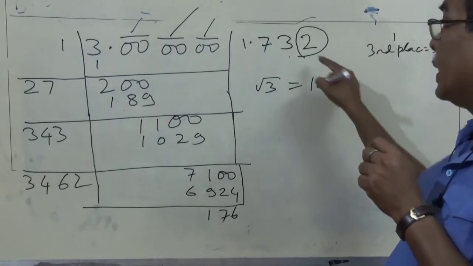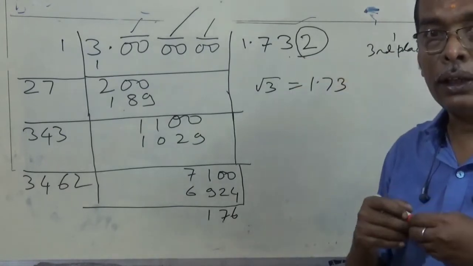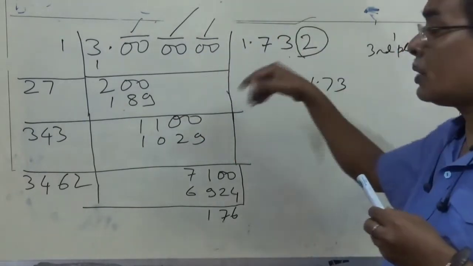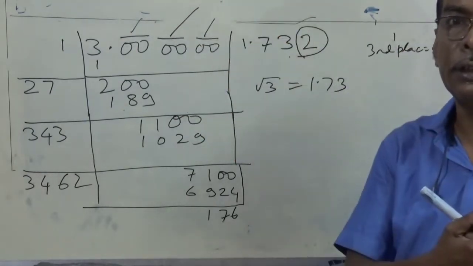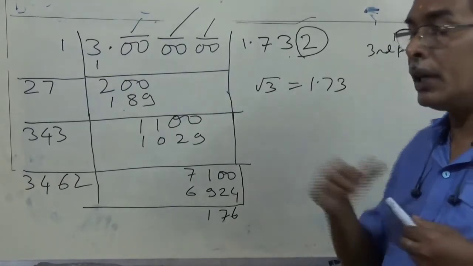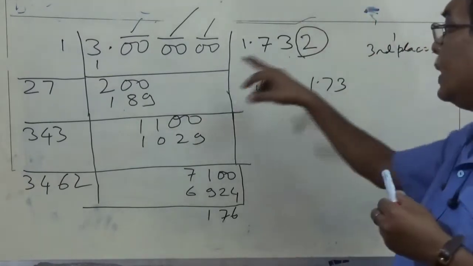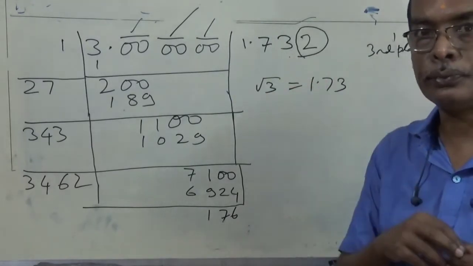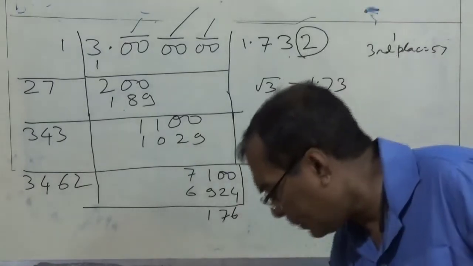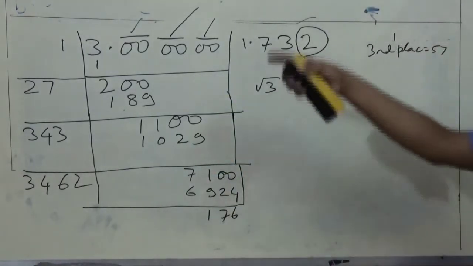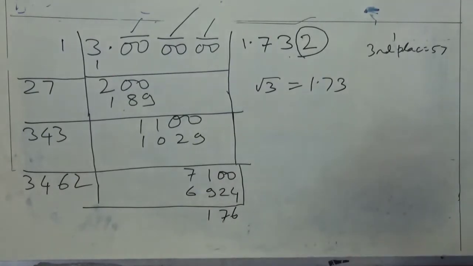I repeat once again, if the 3rd place is 5 or more than 5, then these numbers you will have to consider as the next number. 3 becomes 4, something like that. But if it is less than 5, in that case, this one will be as it is only. I think it is clear. One such type of thing I am going to consider here. So this is actually finding the square root of 3.